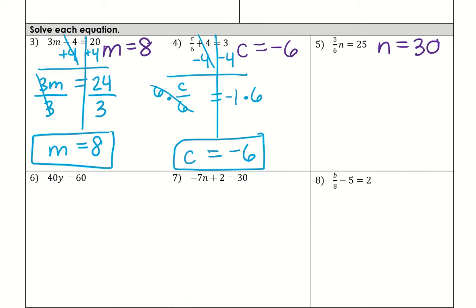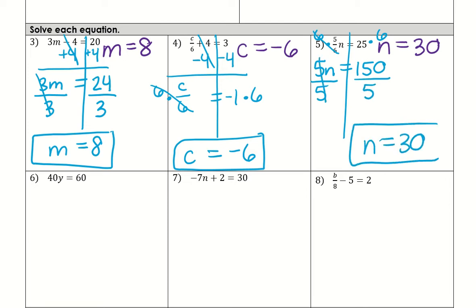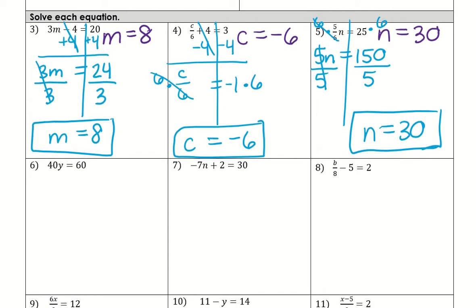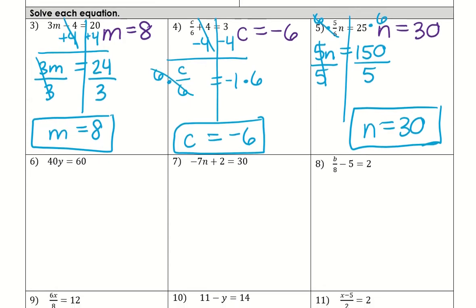For number 5, I'm going to show you the way that I like to solve this problem. It is not the only way, so if you have questions, we will address those in class. We are going to first get rid of our 6. So I'm going to multiply by 6 on both sides. So on the left, I'm left with 5n, and on the right, I'm left with 150. Now I have 5 times n, opposite is division, so I divide both sides by 5, and n equals 30. I like this way because then I don't have to do multiplying fractions there, which is nice.